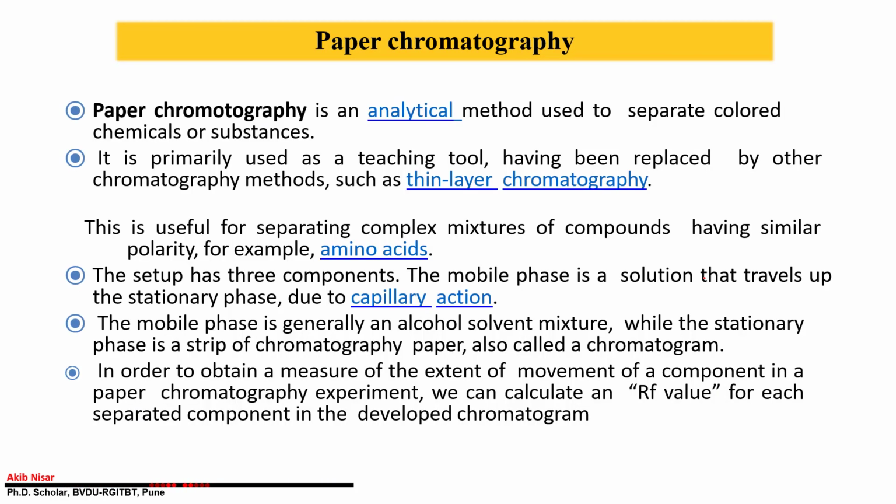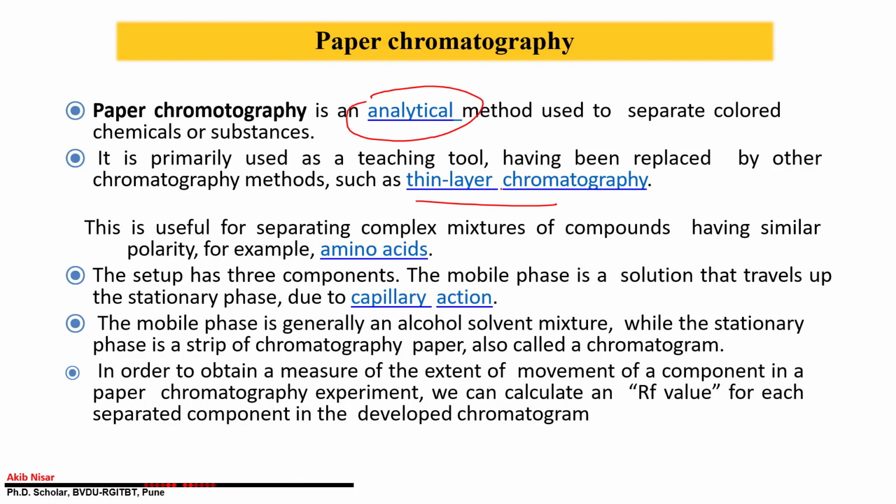Now again we are going to proceed to paper chromatography. We know the basics. We have already done this part, but I am just repeating it. Paper chromatography is an analytical method to separate colored chemicals or substances. It is primarily used as a teaching tool because it is very simple. I told you already, it is a simple and basic type of chromatography technique. And also this is called thin layer chromatography.